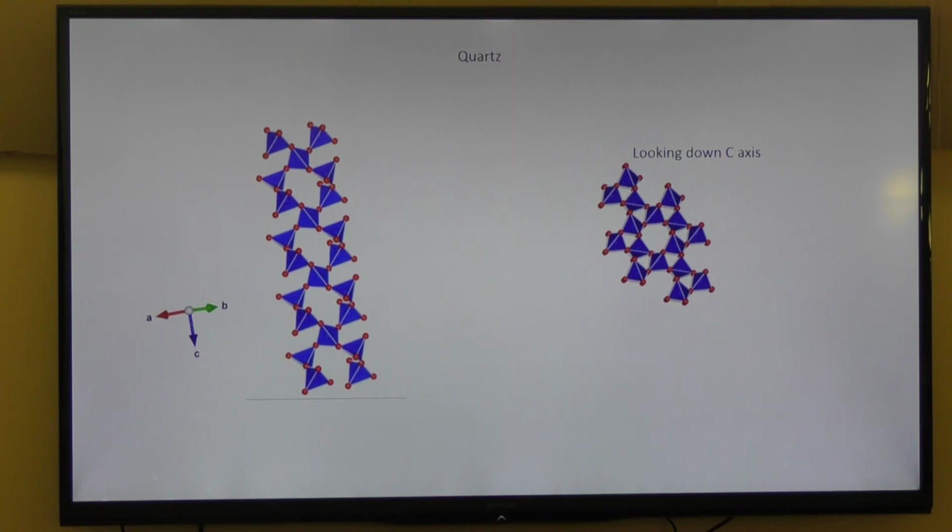I didn't put any slides on it because it's very complicated, but it's like two helices winding around each other in opposite directions. There's something called the quartz page, and that's where I recommend going if you want to see that.